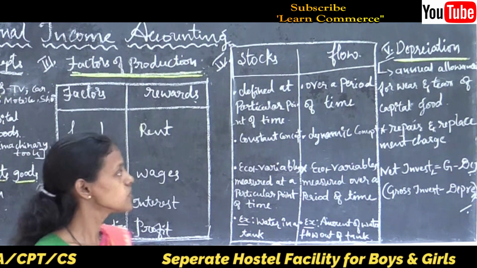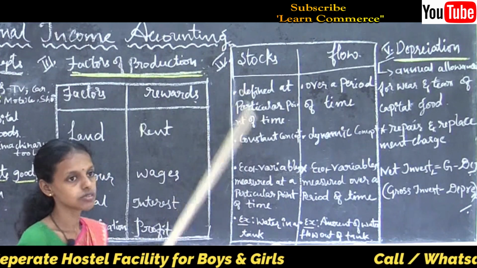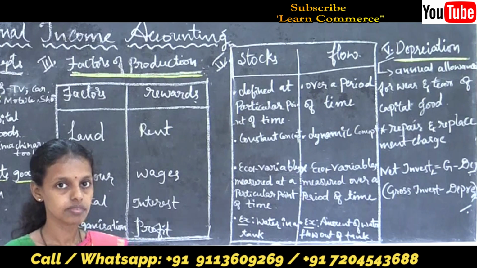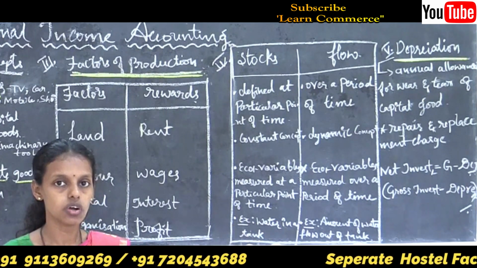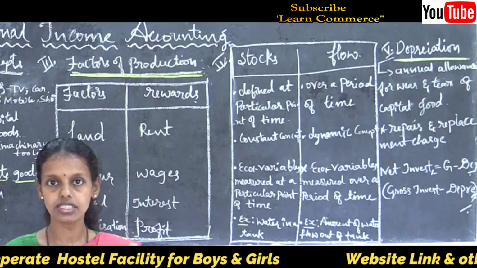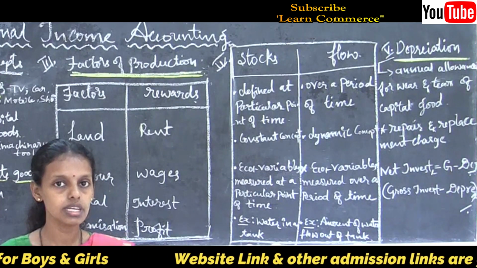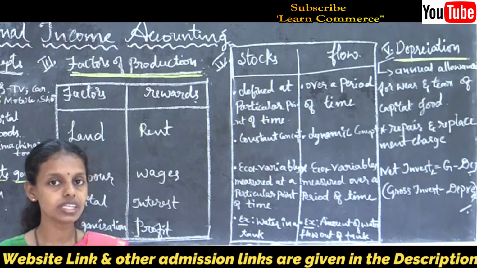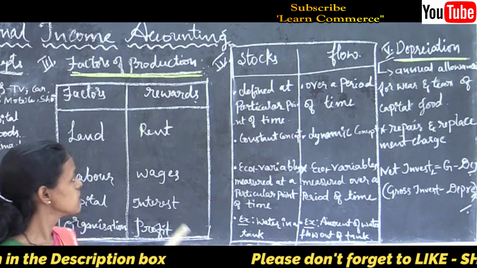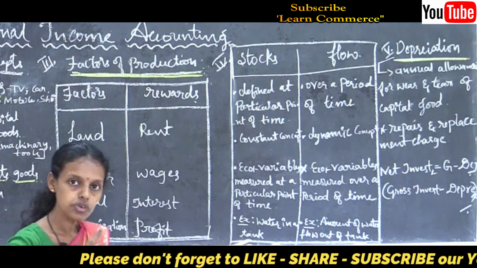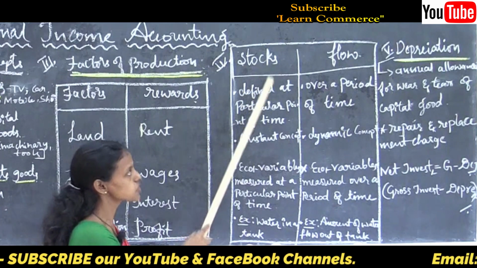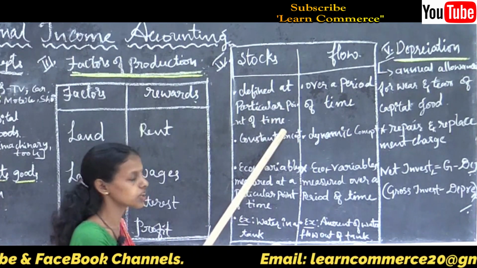flows. So stock is nothing but, for example, one factory is there. There is a huge stock of capital equipment, a building is there, it is also a stock variable. Building, machineries, tools, everything is a stock variable. Water in a tank is a stock variable. So something kept in the form of stock for future use is said to be the stock. Thus, stock is defined at a particular point of time.